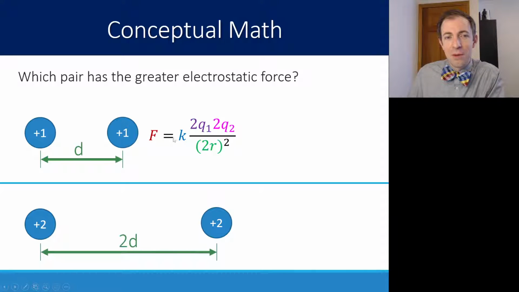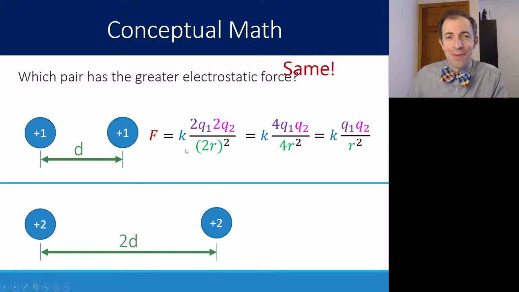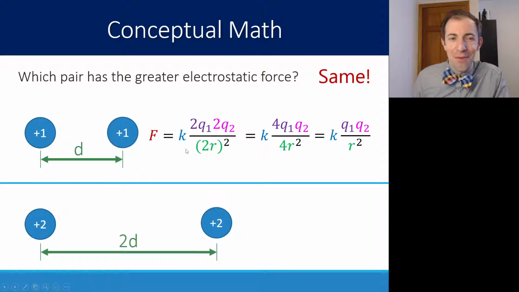Well, if I double everything, it turns into this. F is equal to k times 2 q1 times 2 q2 divided by 2r squared. Simplifying all of that, these 2's can be multiplied, and this 2 is squared, so that turns into 4 q1 q2 divided by 4 r squared, which is exactly the same as k times q1 q2 over r squared. So doubling everything, doubling each charge and doubling the distance results in exactly the same force.